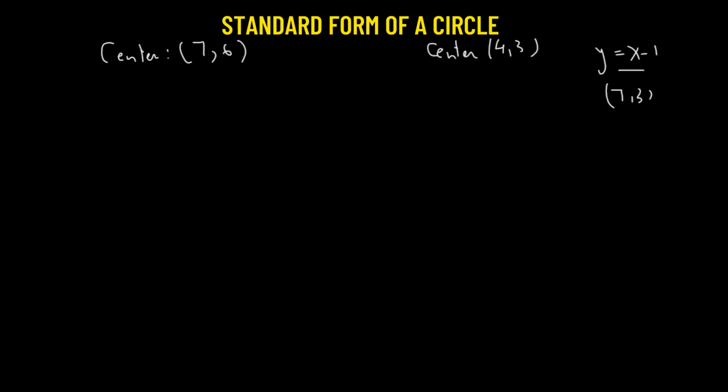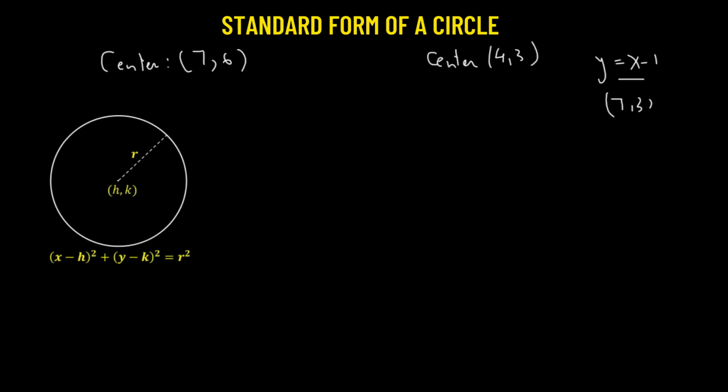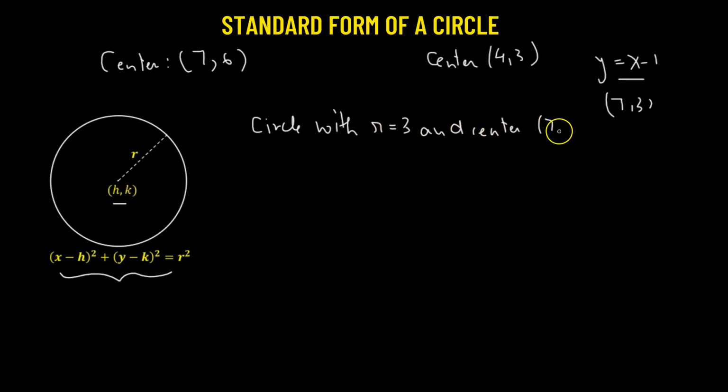by using the standard form of a circle. So let's also specify the standard equation of a circle. If we have a circle with center having coordinates h, k, and the radius denoted by r, then the standard form of a circle is given by x minus h whole squared plus y minus k whole squared equals the square of the radius. Fine. So we'll start with the circle with radius r equals 3 units and center given by 7, 6.